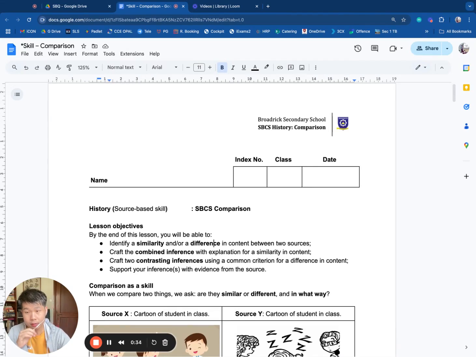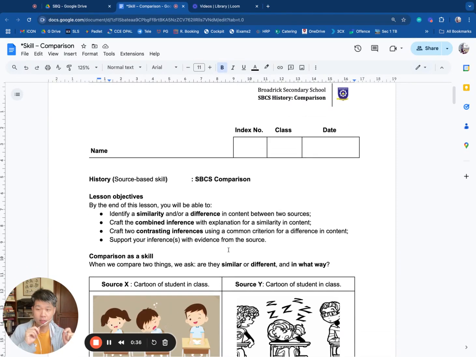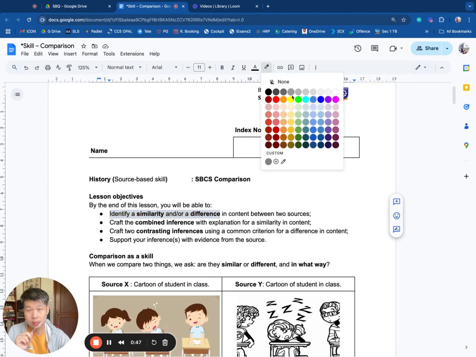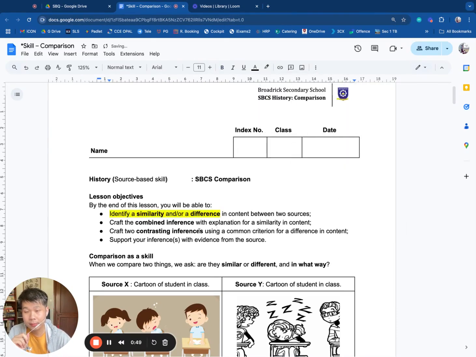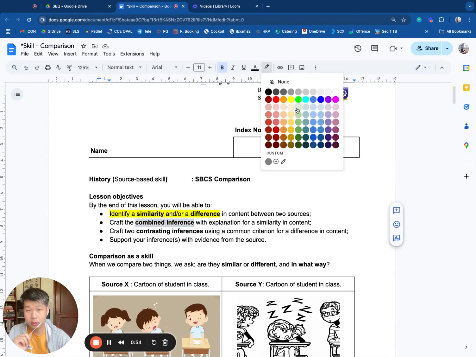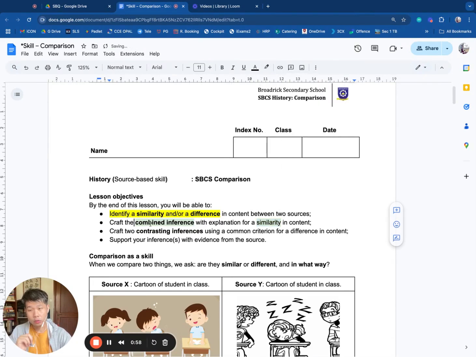Please have in your writing materials a highlighter and a blue black pen. By the end of this lesson, you should be able to identify a similarity or a difference between two sources. Please highlight this. For a similarity, you should be able to craft a combined inference. Please highlight this. If you need to, you can also write at the side similarity or similar.